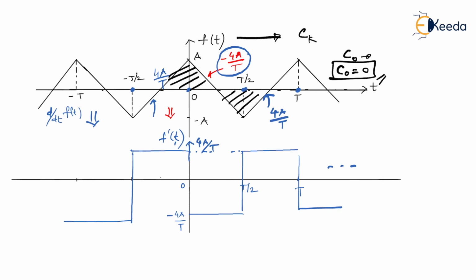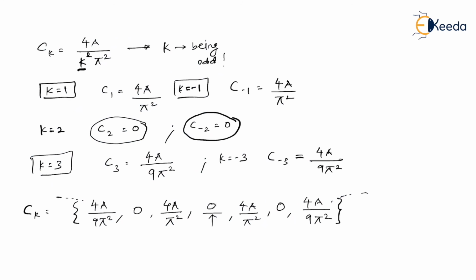I hope you got my point. Whenever we have same positive content and same negative content, then area under the curve is always equal to 0. And after all, your C naught is nothing but area under the curve for a complete cycle divided by the time period. Am I right? If you remember, it is 1 by T integrating over a time period x of t dt. This was the formula for C naught. So this is like getting area under the curve for x of t for a complete cycle, which is 0. Then definitely C naught value will be equal to 0. So I can substitute 0 over here.